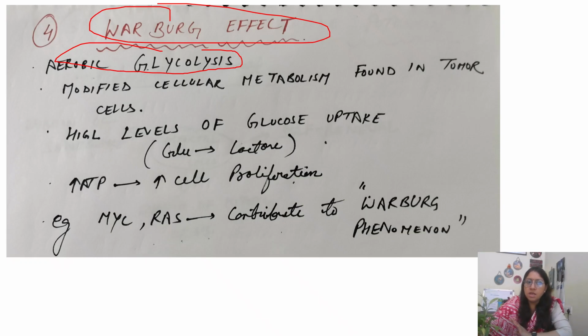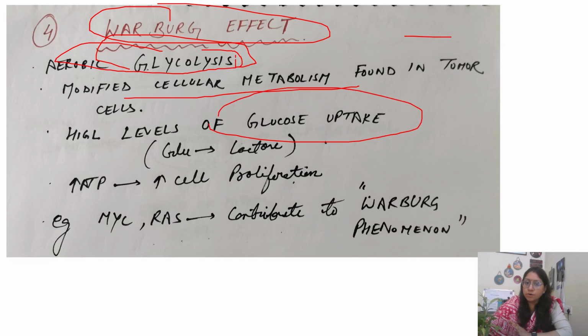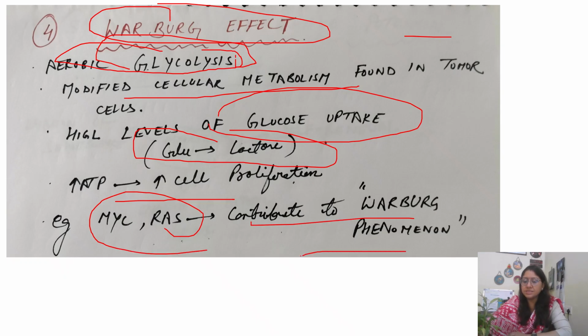Warburg effect. This is aerobic glycolysis. It is a modified cellular metabolism, and they have high levels of glucose uptake, and glucose is converted to lactate by your glycolytic pathway. So there is increased production of your ATP, there is increased cell proliferation, and a few proteins like MYC and RAS contribute to your Warburg effect. So this is basically the food of cancer cells. So the Warburg effect: growth promoting metabolic alterations. This is called Warburg effect.